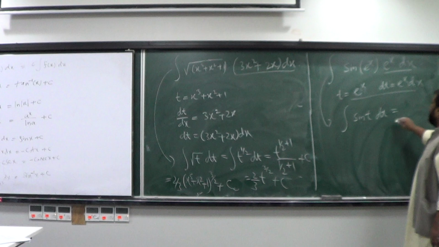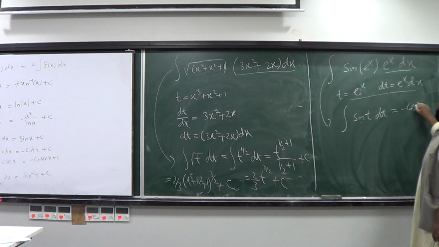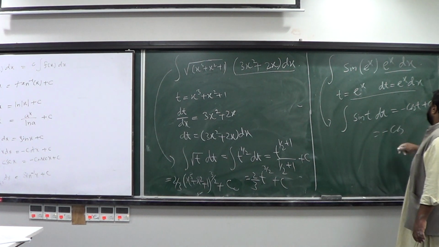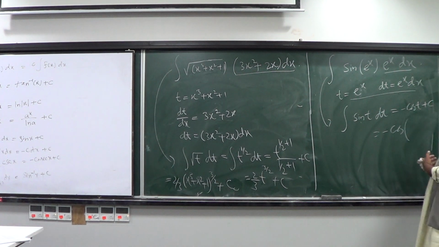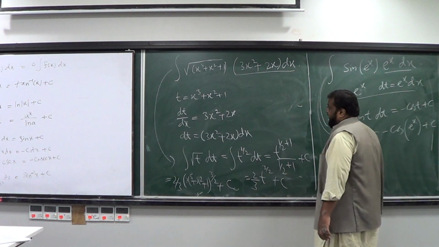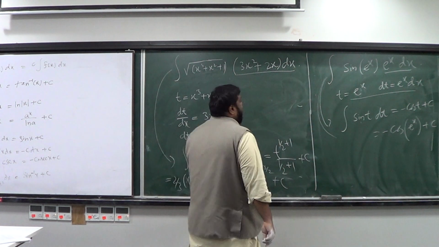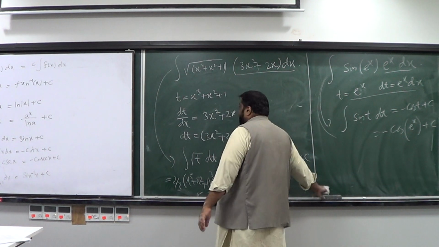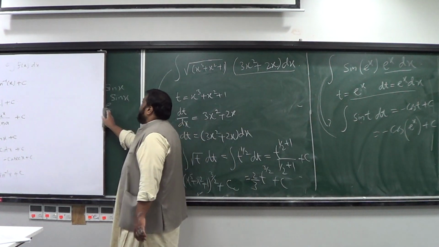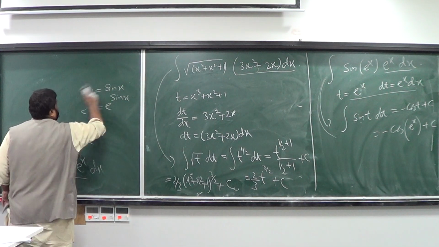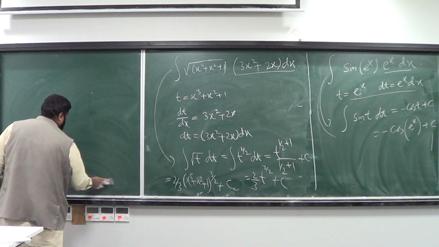So this is going to be negative cosine t plus a constant. Replace t by this, and the cosine t is going to be cosine of e to the x, plus a constant. So this is really the answer of this integral. Why did I take you to the formula? Because I want to make sure that you really understand the essence of the substitution method. The formula that I gave you is really the essence of the substitution method.